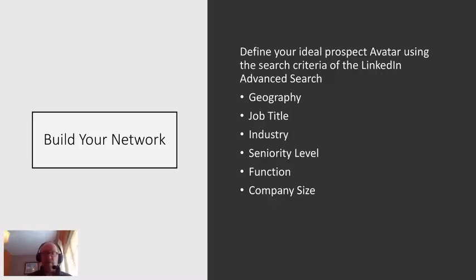Once you get your profile up and running, then we want to start building your network. Before you start building your network, you need to define who your ideal prospect is. You need to do this based on the criteria that LinkedIn gives us to play with. The criteria you get there are things like geography, so where they're located, job title, like HR manager or HR director, industry, healthcare for example, seniority level, and function. I need to target people in companies that are at least 200 plus. So you need to sit down and think, who are the people I want to target, and use the criteria that you get from LinkedIn to define that.